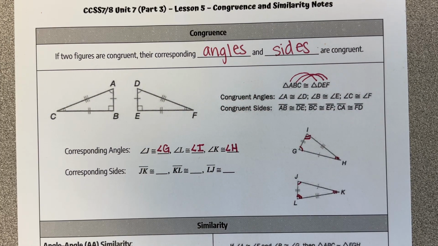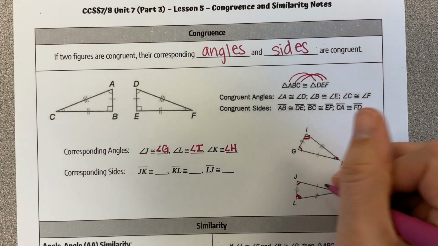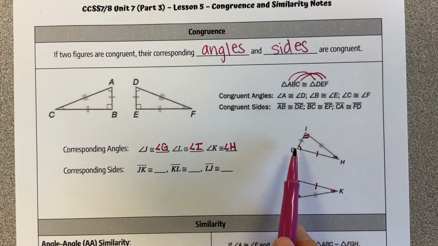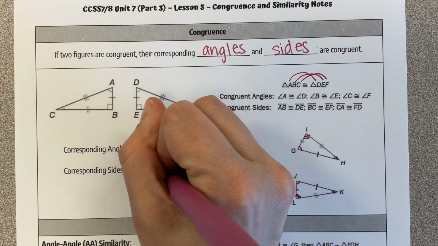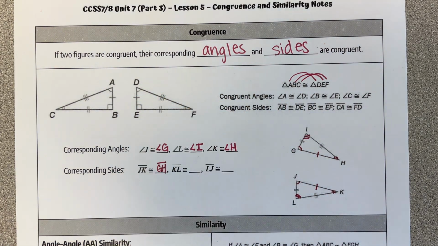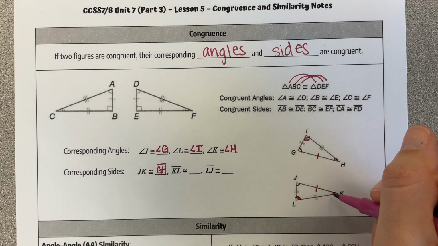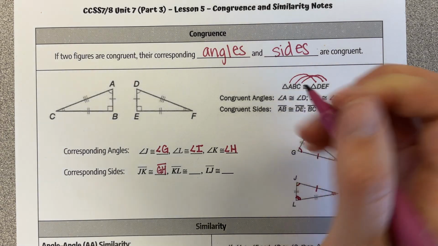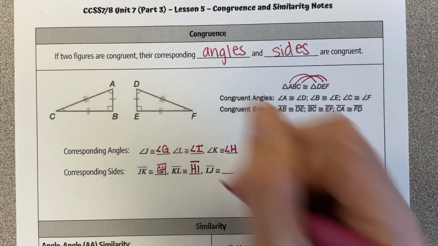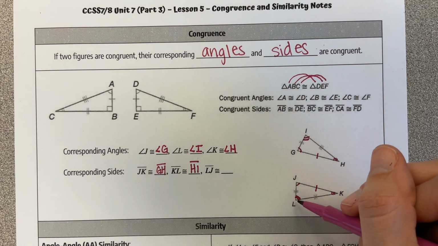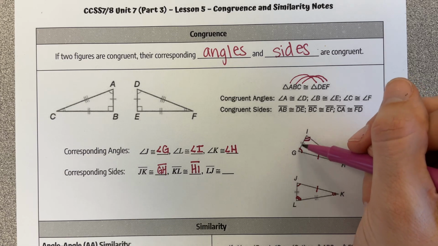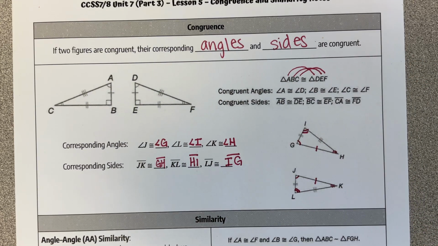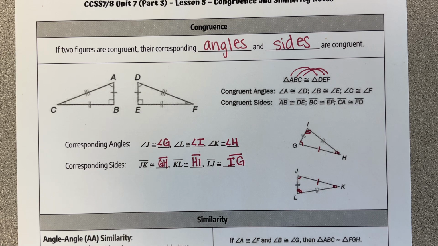Now with those sides, JK has the 1 tick mark. Over here, since J is congruent to G, we have to go in the order GH, not HG. KL, so K is the 3 sides to the 2 sides, the 3 sides to the 2 sides is HI. And LJ, L is the 2 to the 1, 2 to the 1 is IG instead of GI. So just making sure you're matching up the correct angles.